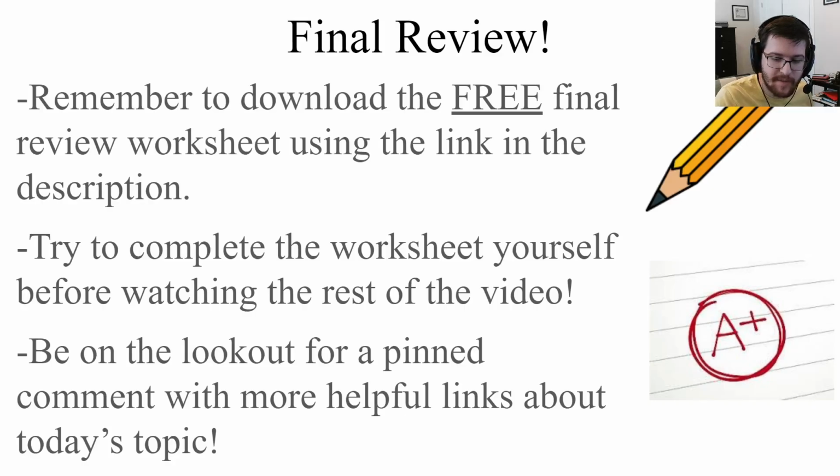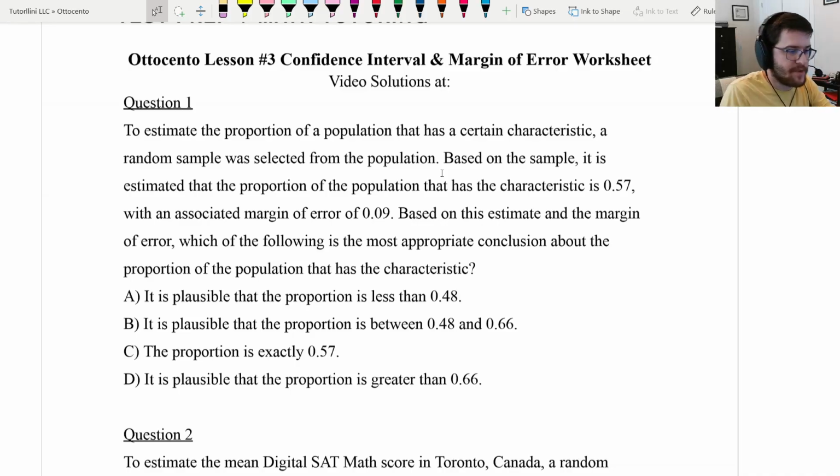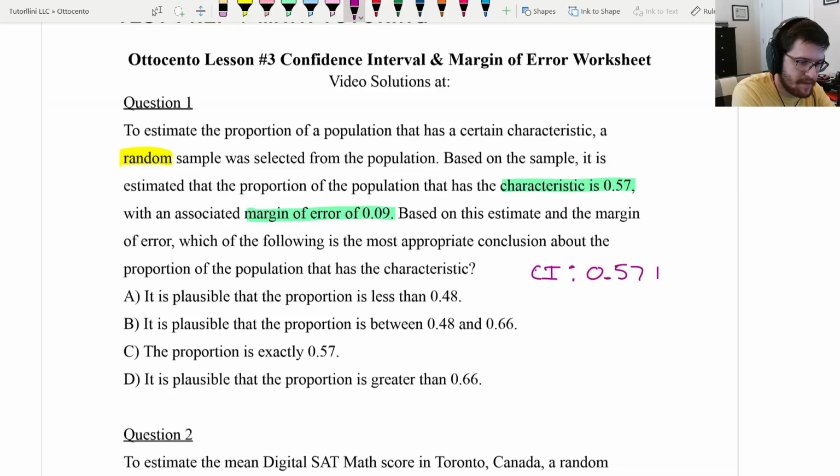Okay, let's go back to the board and get started with the review. Okay, question 1. First, always just going to make sure it was random, which it is. All right, we have a point estimate proportion of 0.57 and a margin of error of 0.09. So our confidence interval is going to be 0.57 plus or minus 0.09.